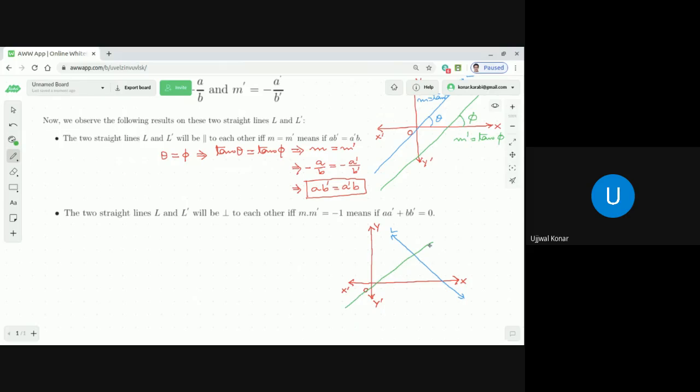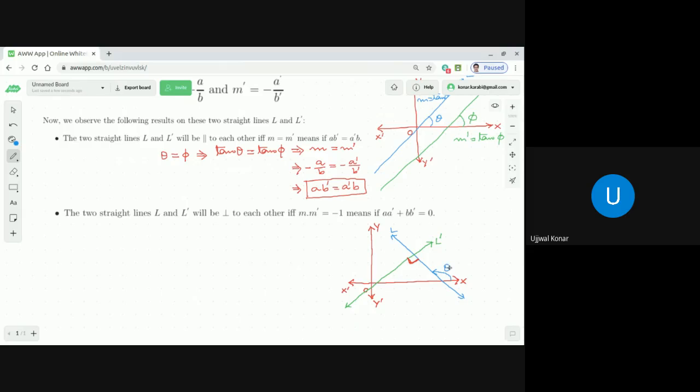If you see this, this is L dash. Now the angle between them is 90 degrees. Only then can we say they are perpendicular to each other. Now what is the angle made by the line L, the blue line, with respect to the positive direction of the x-axis?